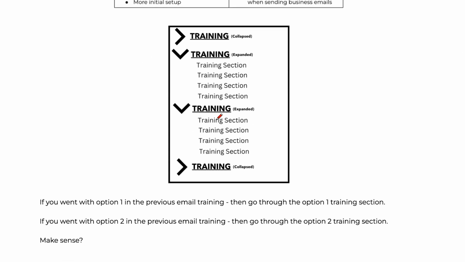So what you're going to do right after this is proceed. We had the explanation training section. You are now in this training section. Right after this is going to be either option 1 or option 2. You are only going to go through the option that is for you.